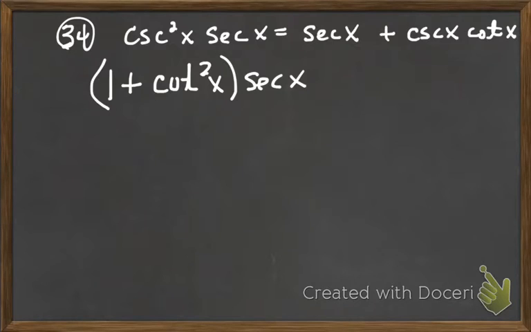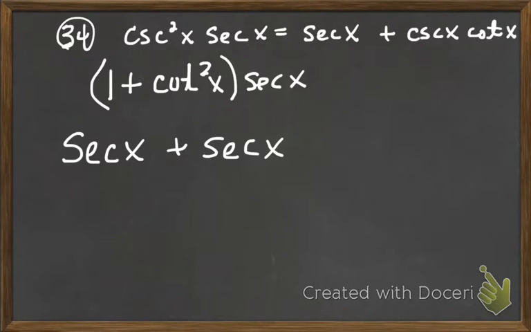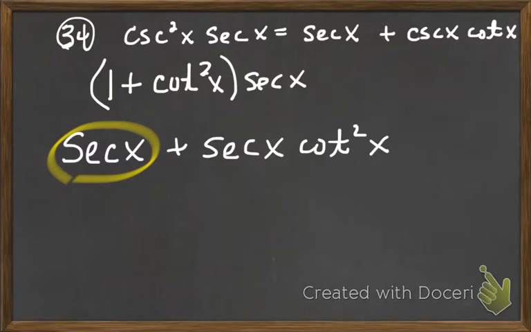So secant times 1 is secant of x, and then secant times cotangent squared is secant of x times cotangent squared of x. So that gives us something plus something, and part of it's right. Part of it has secant already, right? So we're good with this part, right? We just got to somehow get secant times cotangent squared into cosecant times cotan. Any ideas how we do that?